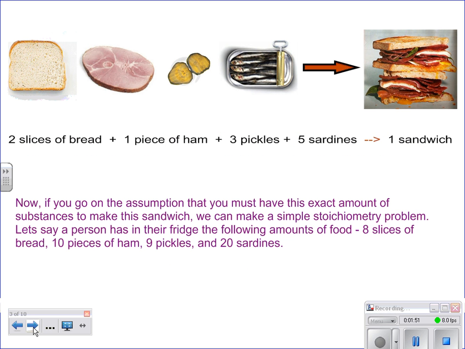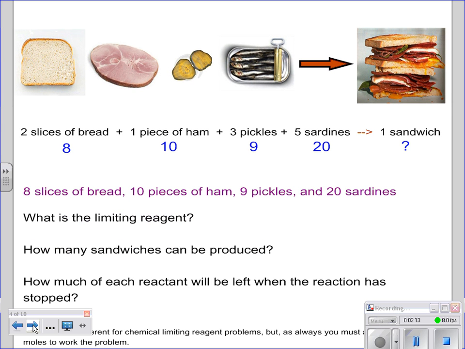Okay, yummy sandwich that we have here. Let's say our sandwich recipe is equal to 2 slices of bread, 1 piece of ham, 3 pickles, and 5 yummy sardines, and that equals 1 sandwich. So if this is definitely the exact amount that's needed, and you open your fridge and you see 8 slices of bread, 10 pieces of ham, 9 pickles, 20 sardines, and we just went ahead and put that underneath, just like we do in our balanced reactions.